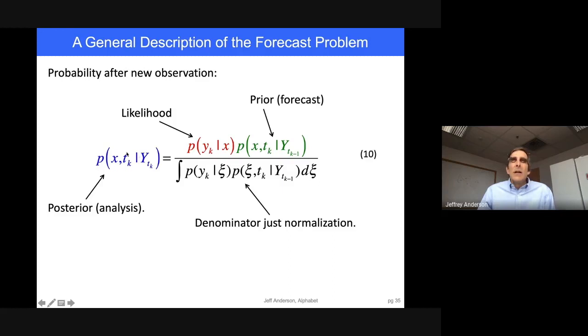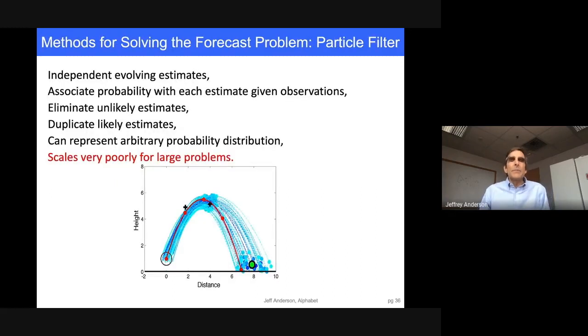My posterior, or analysis, my best estimate at a given time, t sub k, given all the observations up to and including that time, is the probability distribution of my forecast. That was the color-coded blue dots, multiplied times this likelihood, which was the red circles from the observation. This is in arbitrary dimensions at this point, though. So this could be a million dimensions if you have a forecast model that has lots of variables. So this is the math behind this stuff.